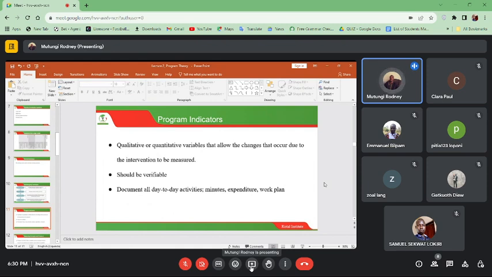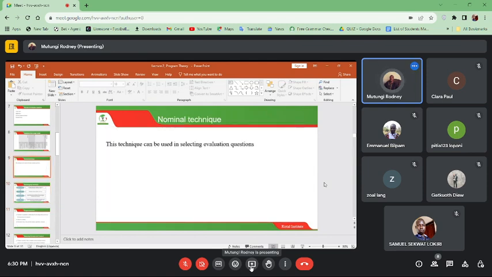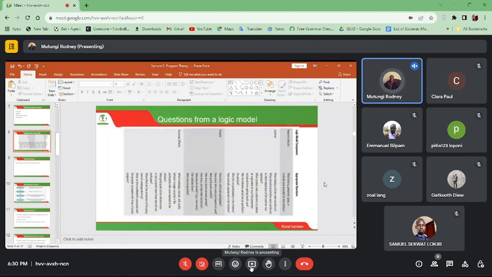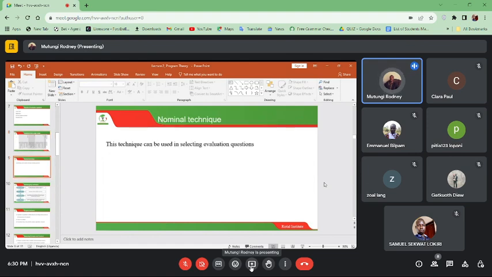Okay, and these indicators are always at each step of that logic model. So at activity level, you have indicators. At output level, you should be having indicators. The same applies to the output level and the outcome level.